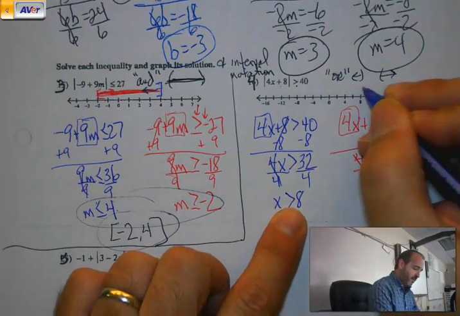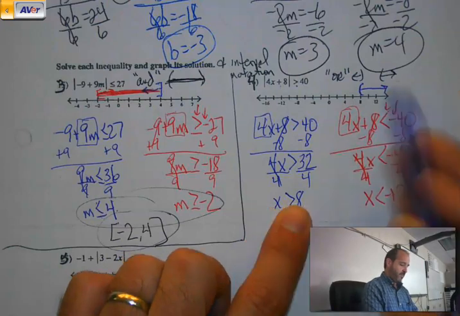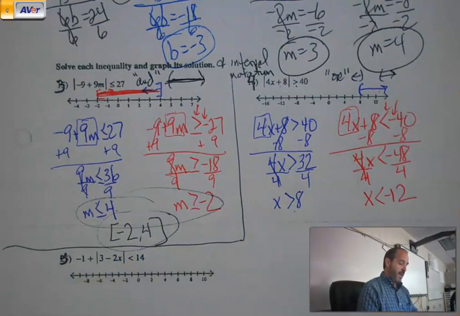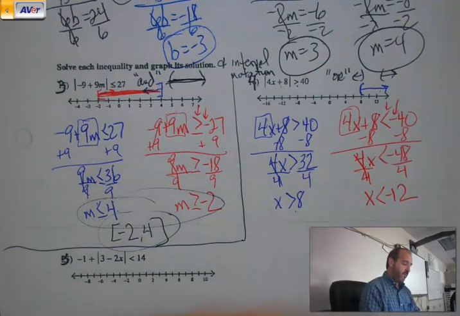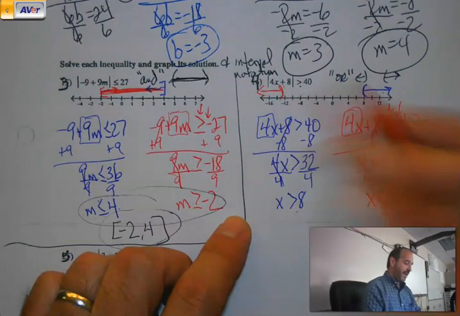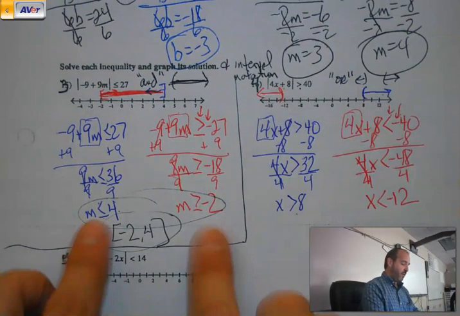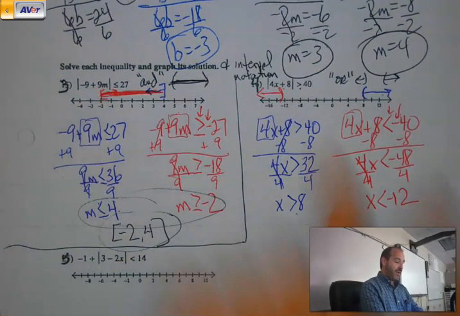X is greater than 8. Greater than goes to the right. X is less than -12. Less than goes left. Again, same symbols. Greater than or less than parentheses, or equal to gets brackets. Hey, they're going out to the ends.